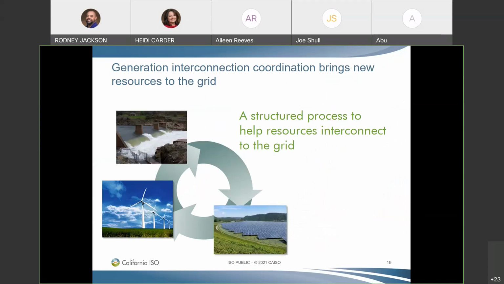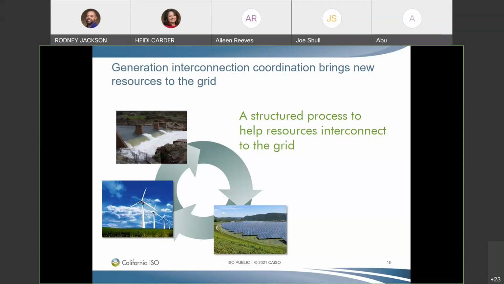So now the generation interconnection coordination brings new resources to the grid. So again, we're talking about how do we incorporate the things you see on the screen into the market. So just as we have a transmission planning process, we also have a robust generator interconnection process to really help resources interconnect with the ISO grid. Now, our streamlined process helps secure the process to ensure that the requirements compliance information, as well as the assigned interconnection specialist, to walk through the entity on the entire process from the beginning all the way through commercial operation.